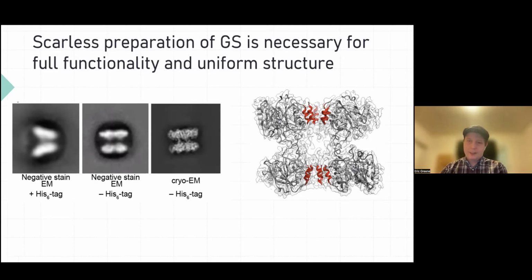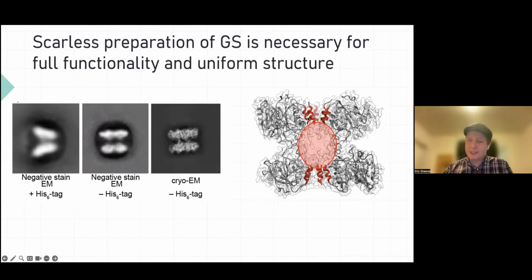So it was really necessary to get a scarless preparation set up for this enzyme. When we have no more his tag here, we can get nice planar rings that have high 2D class average resolution when we then move it into cryo-EM. And this is just a cautionary tale about his tags.